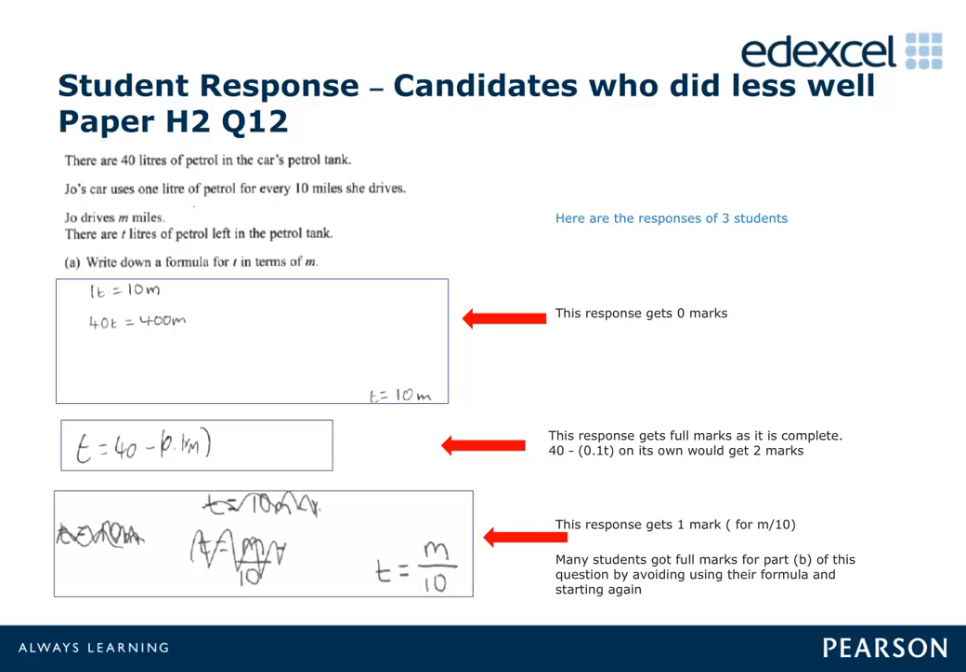The lowest box shows a response which gets 1 mark for at least understanding that to work out the number of litres, the number of miles driven, M, has to be divided by 10. It is of particular interest that this student was able to answer the following part of the question, designed to test use of the formula, starting from scratch.